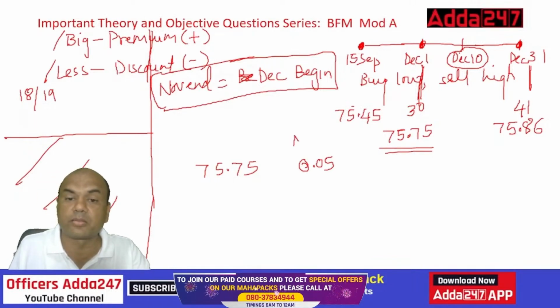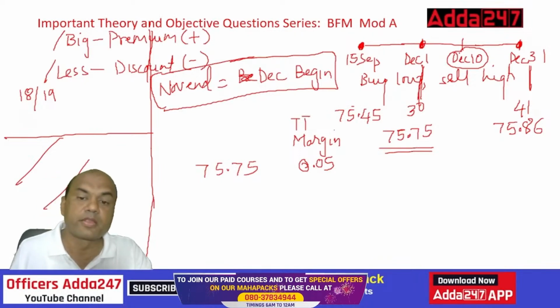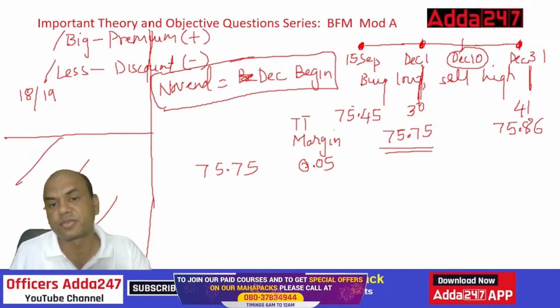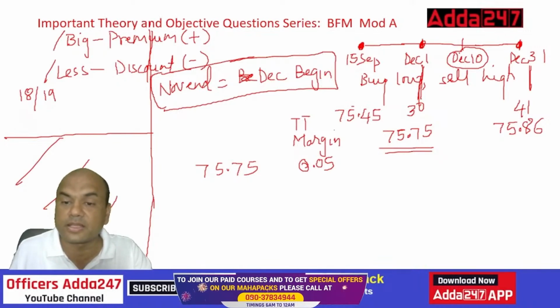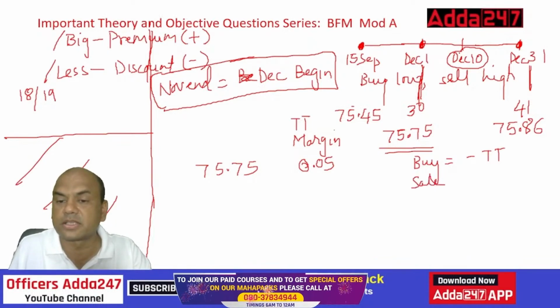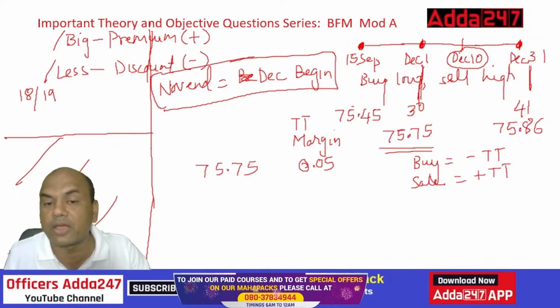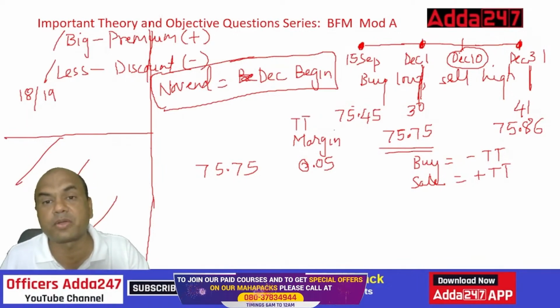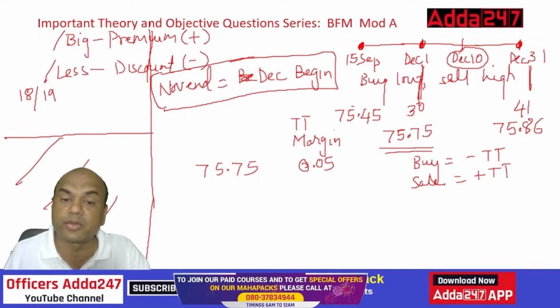I'll write it over here. This is generally called TT margin, or exchange margin. So should I add this or subtract this? Remember, whenever you are doing a buying transaction, you will always subtract the TT margin. Whenever you are doing a sale transaction, you will always add TT. So now what am I doing, buy or sell? Everyone just type in the comments. I am doing buy, so I will be doing subtraction.